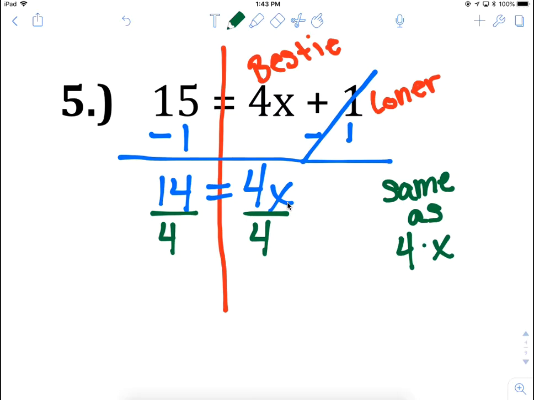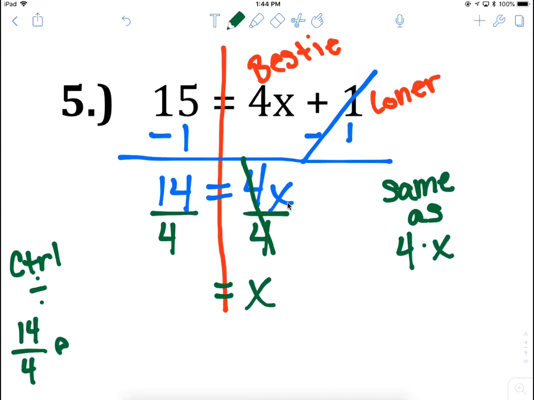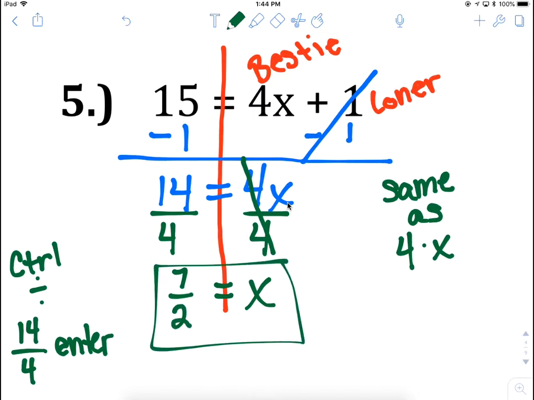Okay, so 4 divided by 4 makes a 1. Therefore, we have just 1x left over. They cancel it out. But 14 doesn't divide by 4, not evenly. So if I type in my calculator, Control Divide, type in 14 over 4, and press Enter, it's going to simplify that fraction, and it's going to give me 7 over 2. This is the answer I expect to see in your notes. Same example answers that I expect to see on your homework.